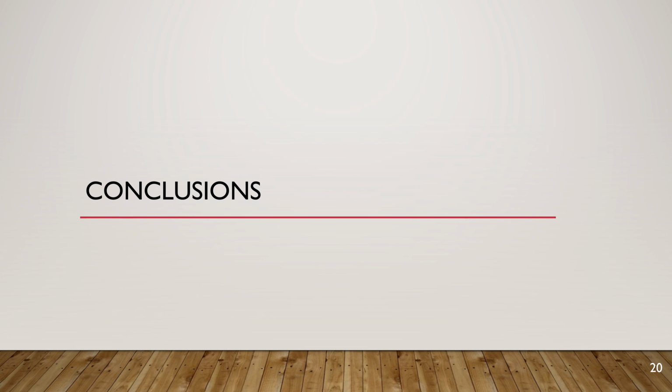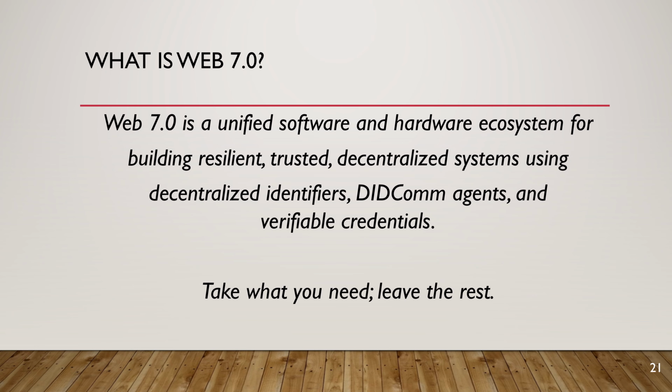So that's a fairly quick walkthrough of what Web 7.0 is. Let's just recap. So again, the elevator message: Web 7.0 is a unified software and hardware ecosystem for building resilient, trusted, decentralized systems using decentralized identifiers, DIDComm agents, and verifiable credentials. And the byline is, take what you need and leave the rest.